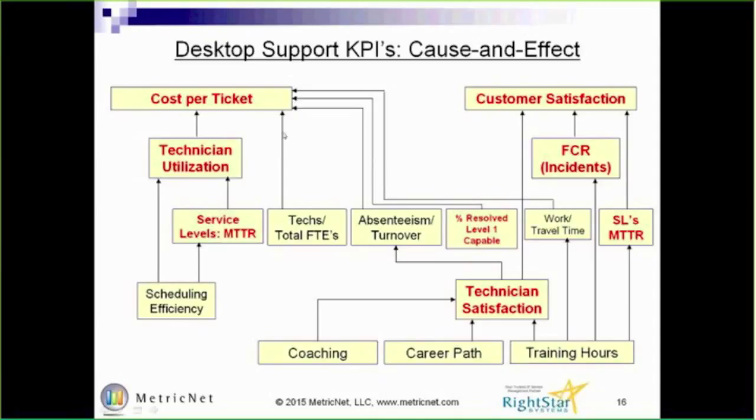You can increase your utilization and hence reduce your cost per ticket. You can sometimes back off on service levels, if it's not necessary to have aggressive service levels, to get to a higher utilization and a lower cost per ticket. You can improve customer satisfaction by improving your first contact resolution rate, your service levels, and your technician job satisfaction. So this cause and effect diagram is really powerful.